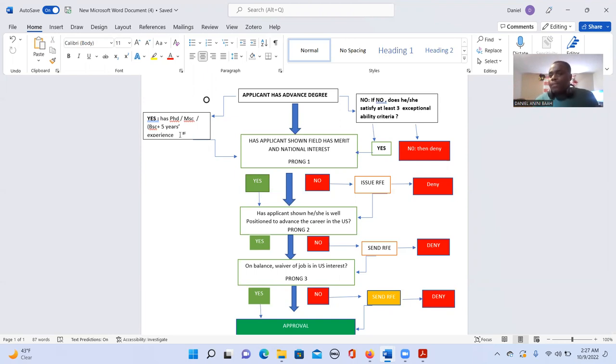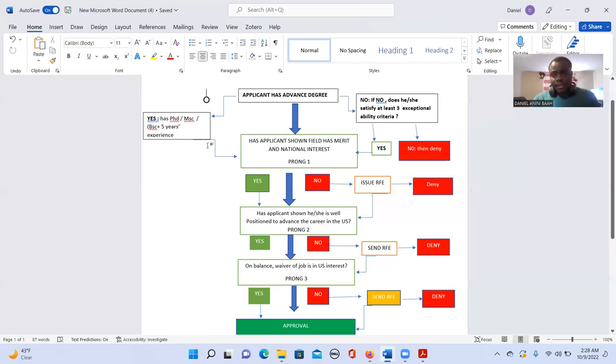Even if you don't have a bachelor's with 5 years of experience, if you can still document exceptional ability in some kind of skill or talent, it doesn't disqualify you at all. You can equally have the opportunity to file this green card. But that means you have to go the extra mile. You have to really convince the USCIS officer that you are the best of the best, the top of your field, to be able to overcome that barrier.